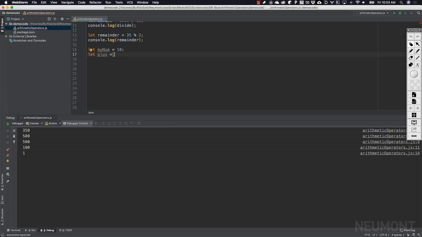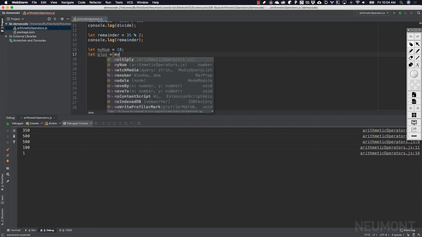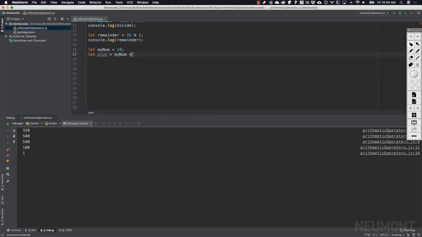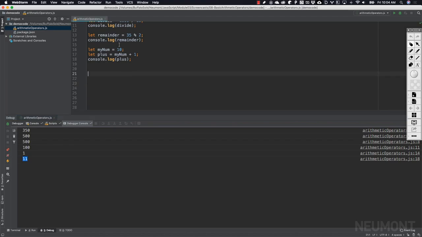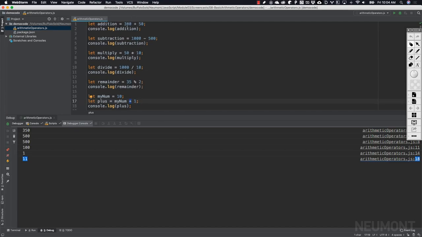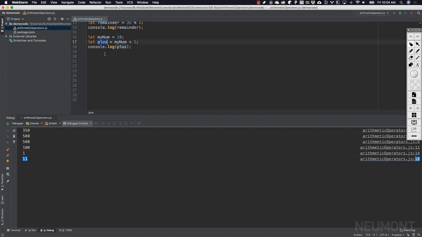And so we could take my num and add 1 to it, and then we would expect to see inside of our plus variable, which is where we're storing the results of that operation, 11, because 10 plus 1 gives us 11. So in all reality, these 3 lines of code just incremented our original number by 1 using the addition operator, which is what we learned up here, and then we plugged those results into plus.